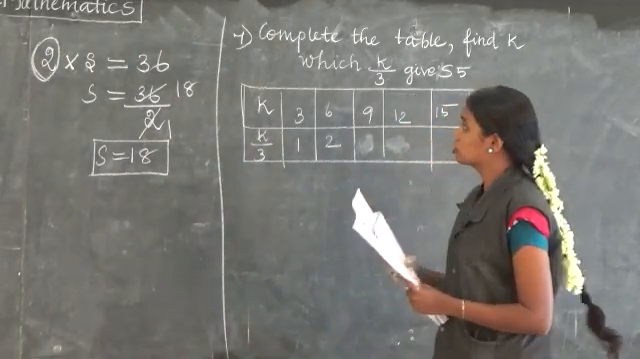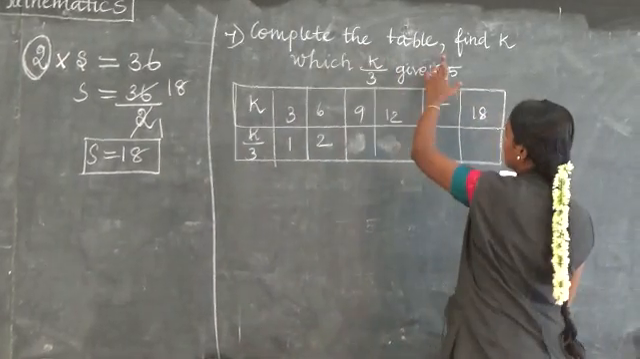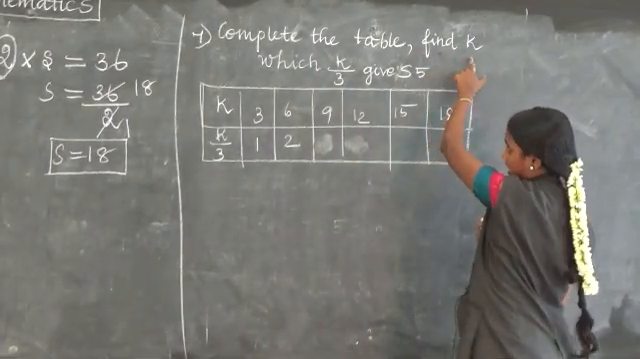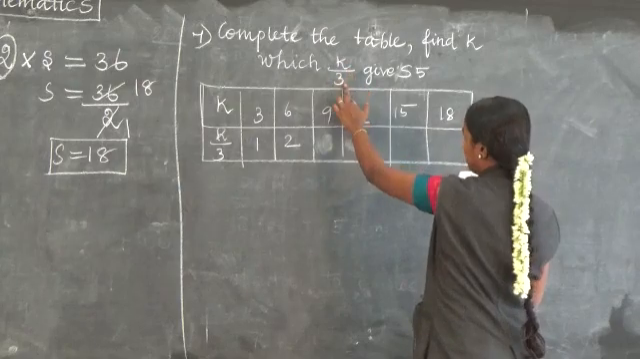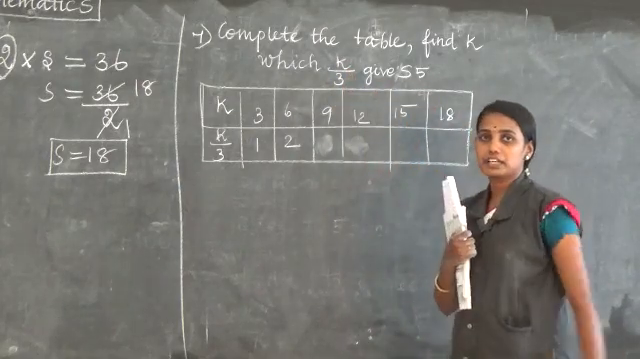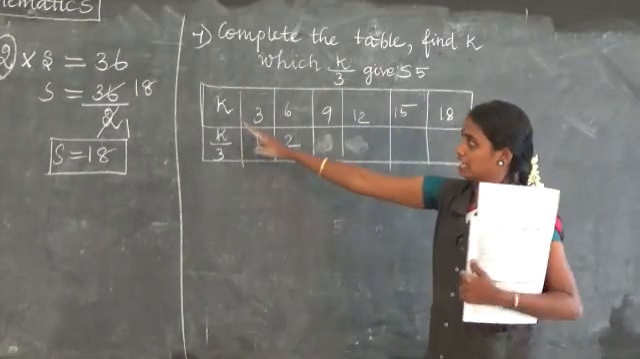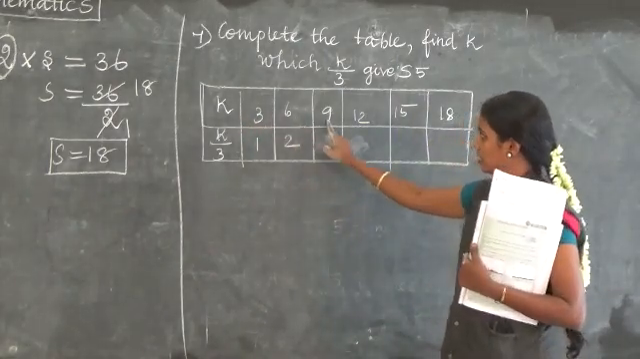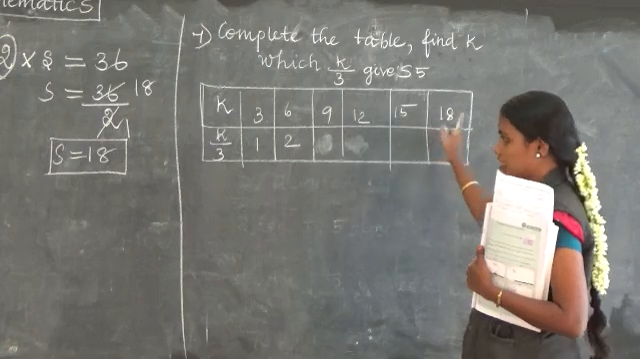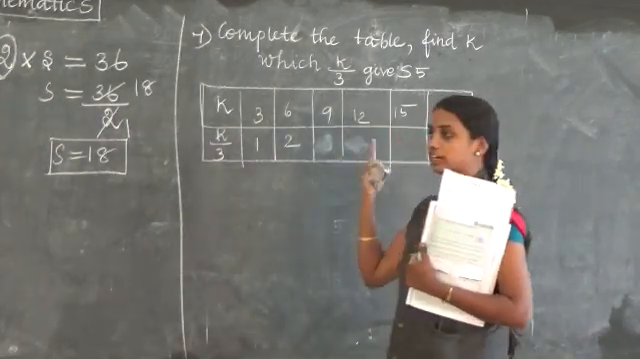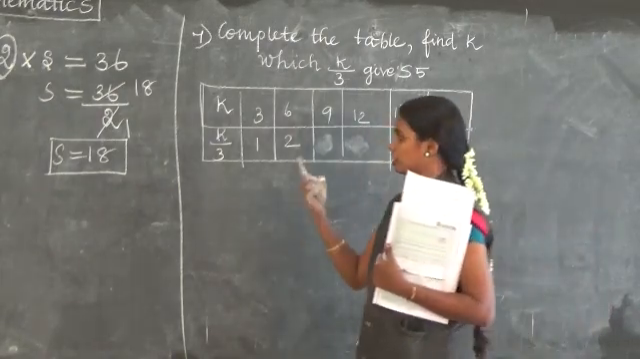Listen to me. Question number 7. Complete the table. We are going to complete the table. Then find k, where k by 3 gives 5. Now listen to me. The k values are 3, 6, 9, 12, 15, 18. K by 3 is given as 1, 2. The other values we don't know, so what can we do?